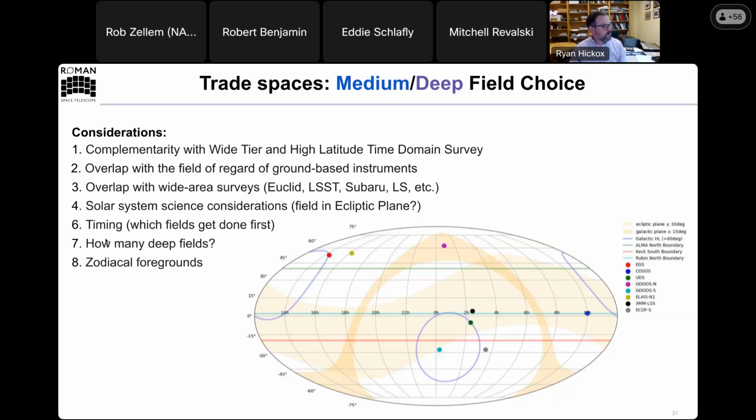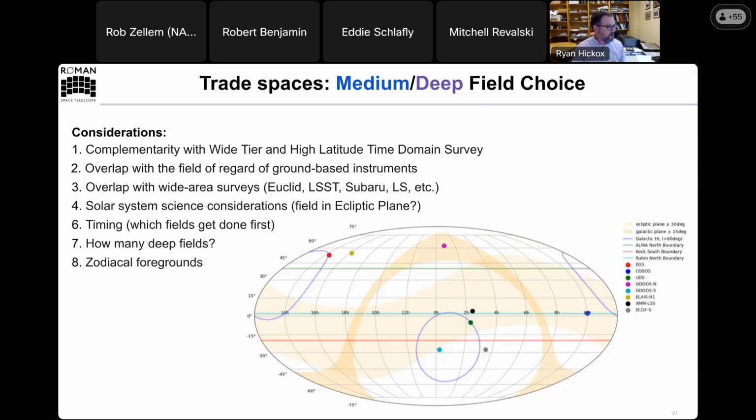Then there is some consideration to timing in terms of which fields actually get done first. Another key question is how many deep fields we have. Do you have just one deep field, a sort of contiguous area? Do you split it into multiple ones? How many fields would be useful? That's all a consideration that we've been thinking about. I'll talk about that more in a minute.